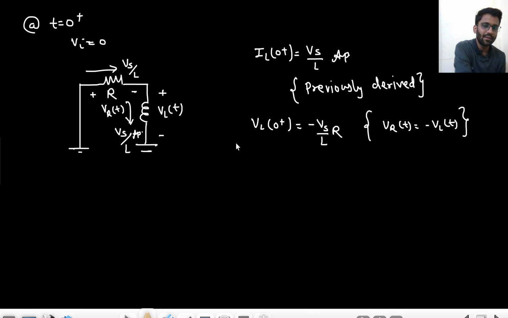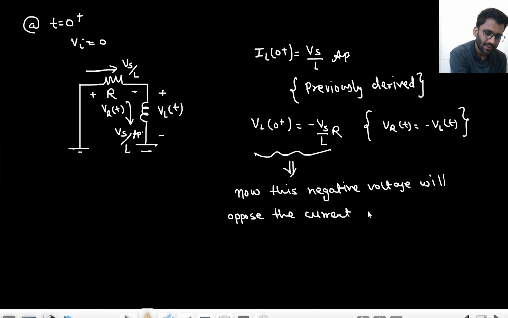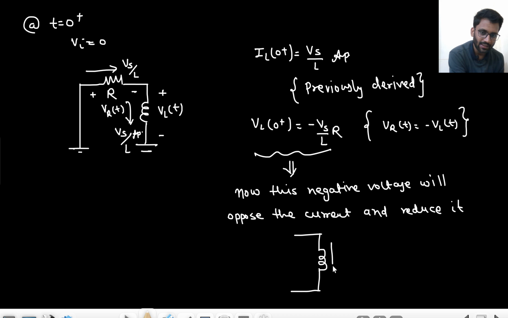Now this negative voltage across the inductor will oppose the current and reduce it. Are you getting what is happening in the circuit? This is an inductor. Basically this inductor at t equals to 0 plus was having some current, that was Vs by L, but there is this negative voltage developed across the inductor, that is Vs by L into R. So this negative voltage will develop some current in this direction, and that will reduce the Vs by L current. At steady state, at t equals to infinity, what will happen?